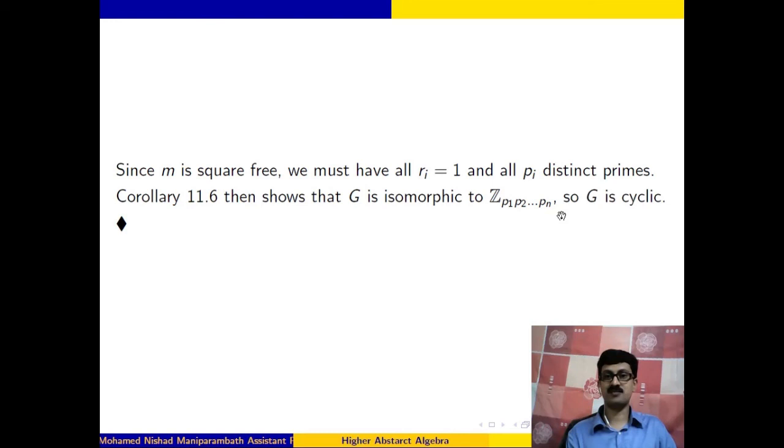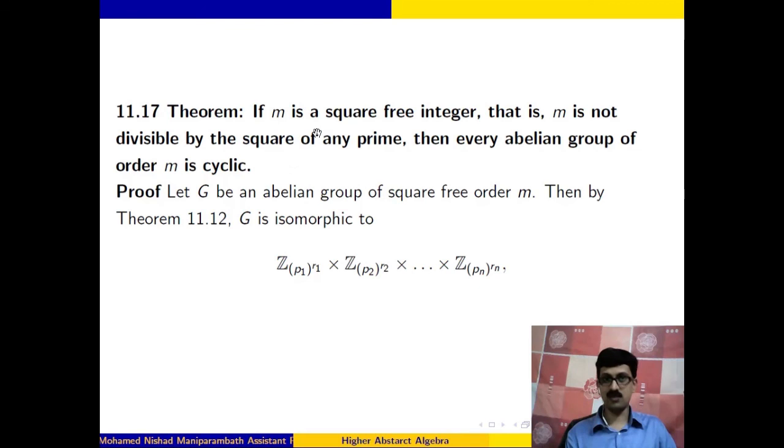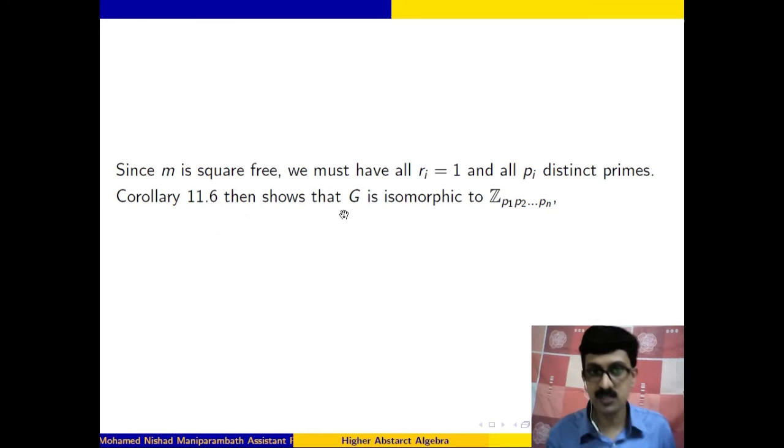So come to our theorem. m is a square free integer, m is not divisible by the square of any prime number. Then every abelian group of order m is a cyclic group. Such a group of order m, where m is square free, then we can say that it is cyclic. By Corollary 11.6, we can say that this is cyclic.